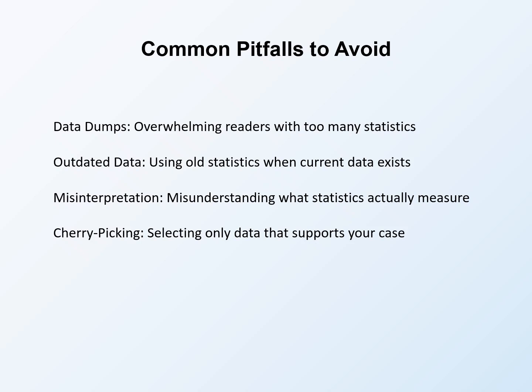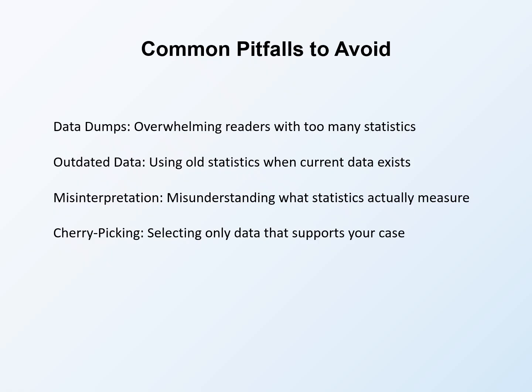Reviewers lose focus when bombarded with numbers. Select a few powerful statistics rather than citing everything you found. Outdated data damages credibility when current data exists. Always verify you are using the latest release. If your statistics are 3 or 4 years old, reviewers will notice and question your thoroughness.